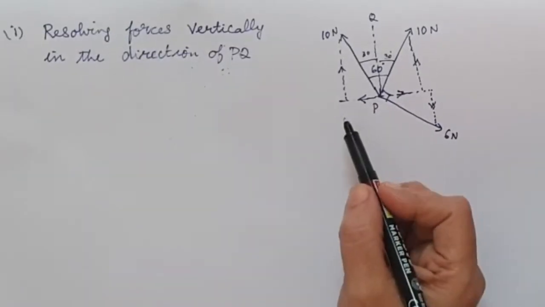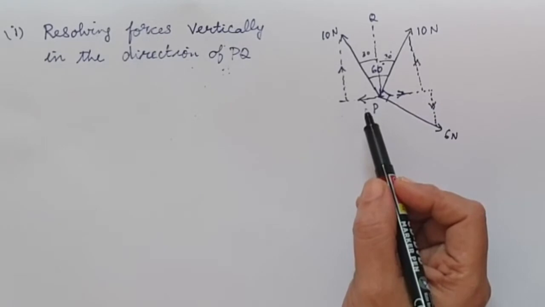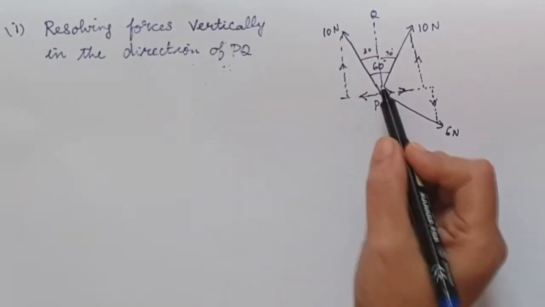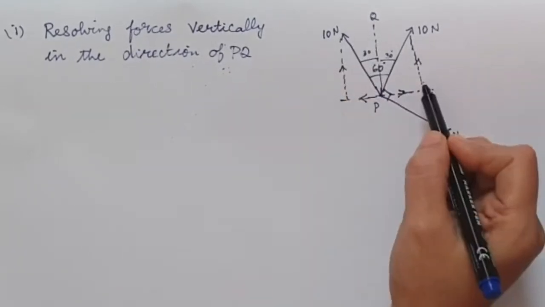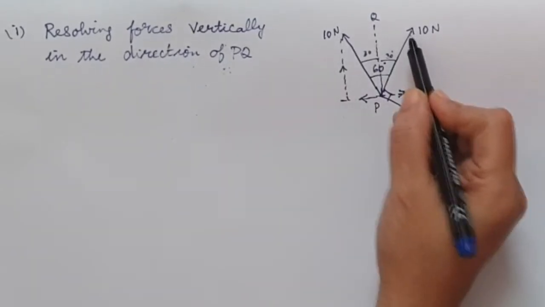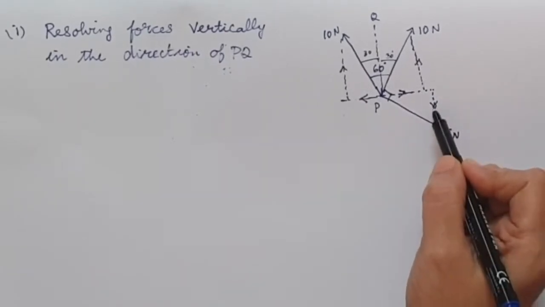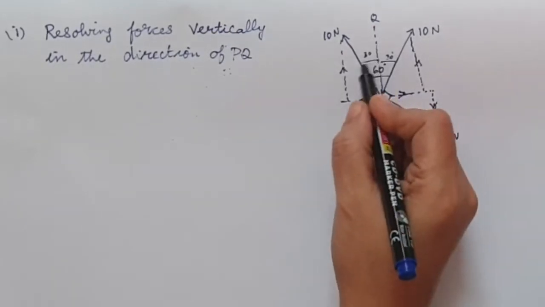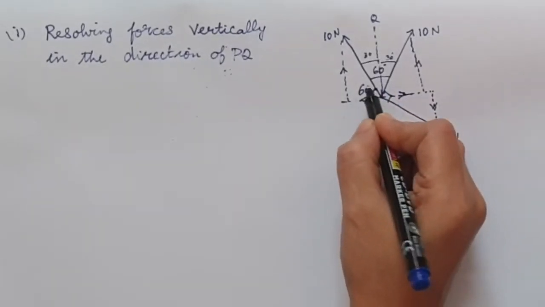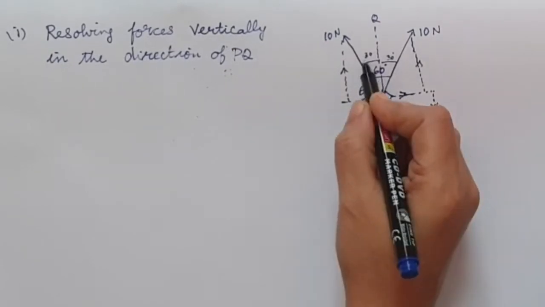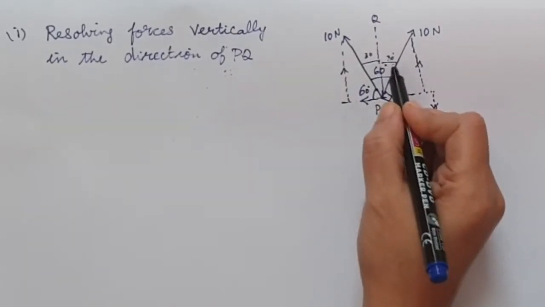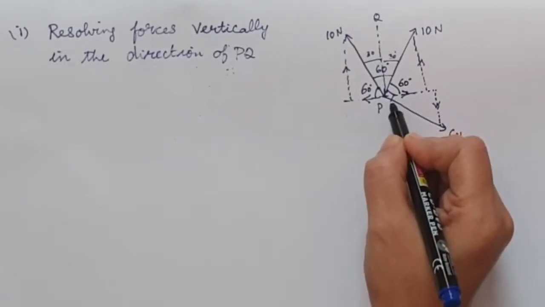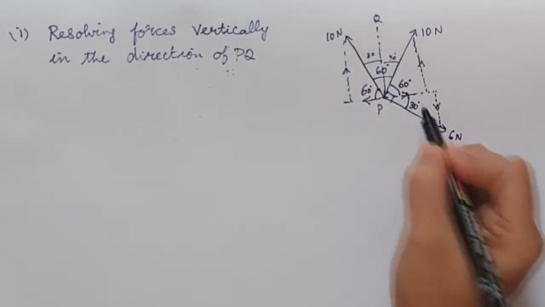Now the first question: we are going to resolve forces vertically, in the direction of PQ. That is this upward direction we are taking. So when we take the upward direction, this one is acting upward, this line is also upward, and this one is downward, so we'll take it as negative. This angle is given as 30, so automatically this angle will be 60 degrees, because this is a right angle triangle, 90 minus 30 is 60. In the same way, this is 30, so this angle will be 60 degrees.